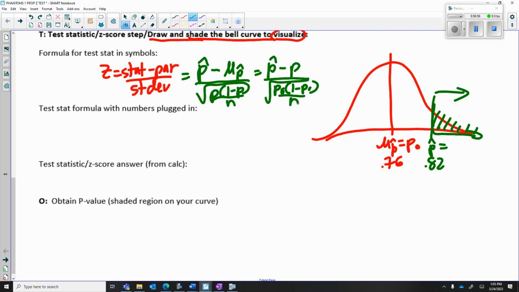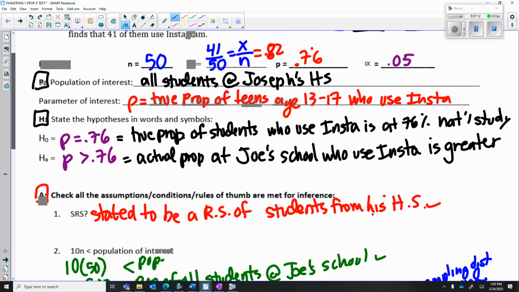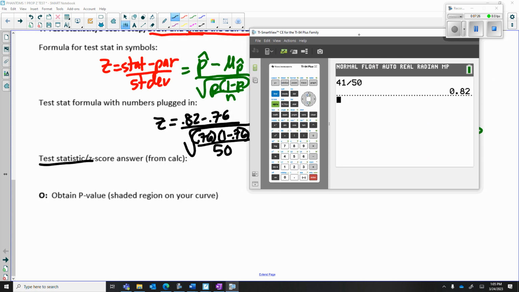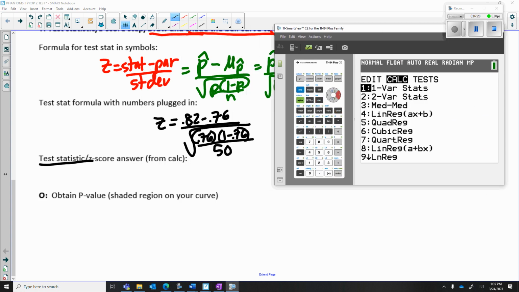Okay, so let's plug in our numbers now. So the p hat was 0.82, the mean was 0.76, and we're going to do the square root of p from the null, which was 0.76, 1 minus that, over the sample size, which was, I forgot, 50. And then we're going to get a z-score, and that's going to be our test statistic, okay? So now we're going to go get our test statistic from the calculator, and then we're going to get our p-value.